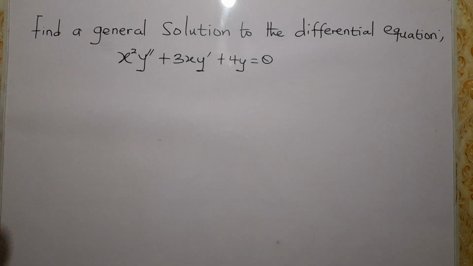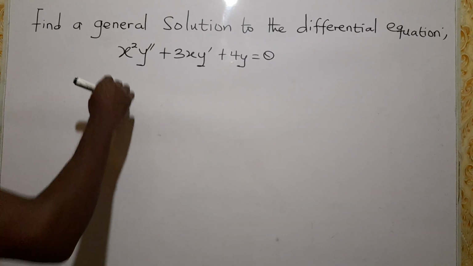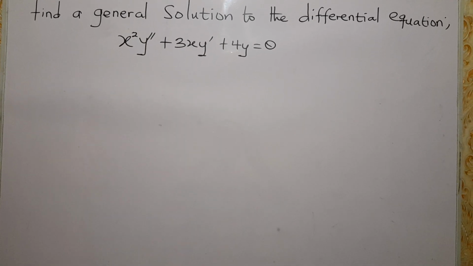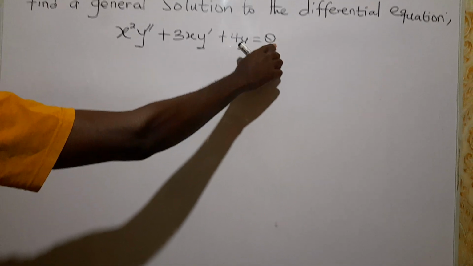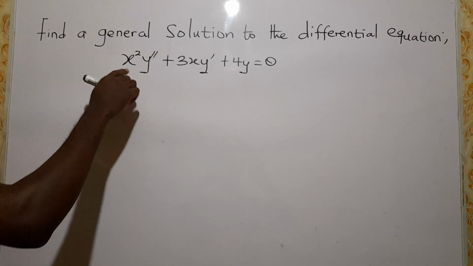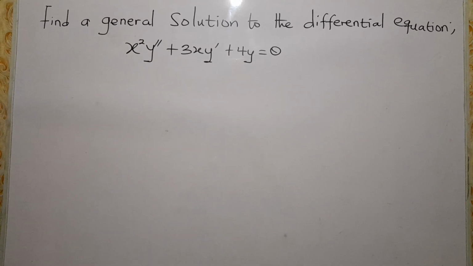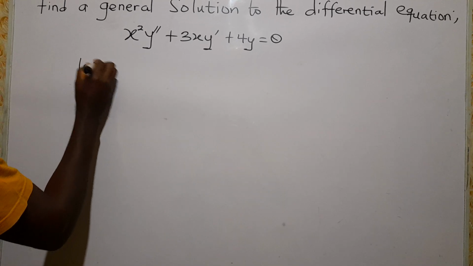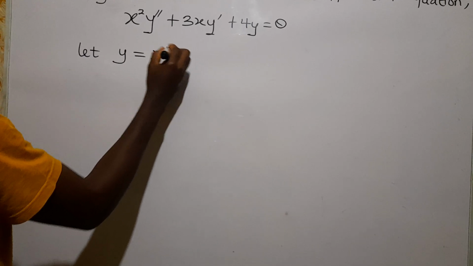Remember, anytime we are faced with a differential equation, we need to find out which kind of differential equation this is. So this is a Cauchy-Euler differential equation and homogeneous for that matter. It is homogeneous because it's equated to 0, and it is Cauchy-Euler because the derivatives have variable coefficients. So anytime we are faced with such differential equations, we let the dependent variable y be equal to x exponent m, where m is a constant.